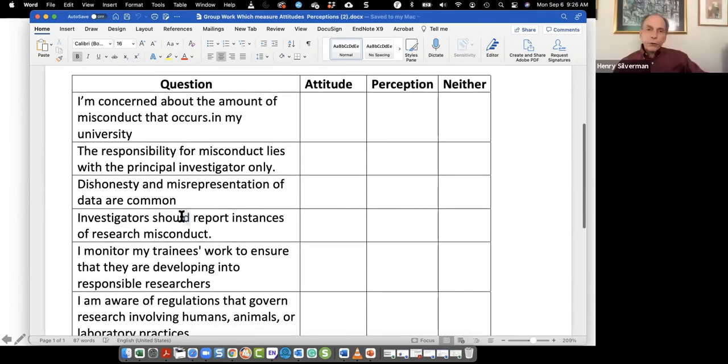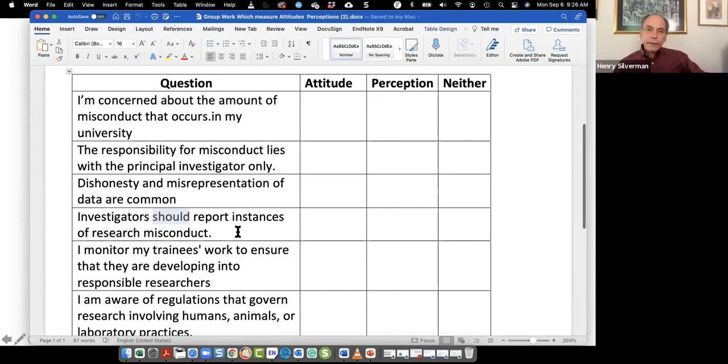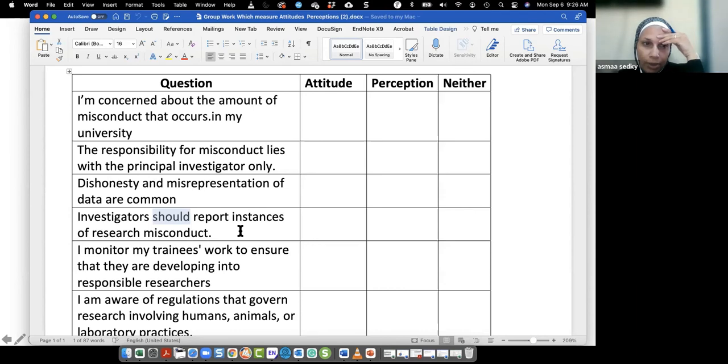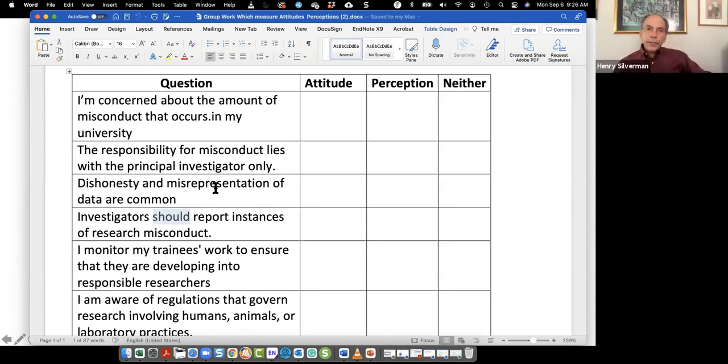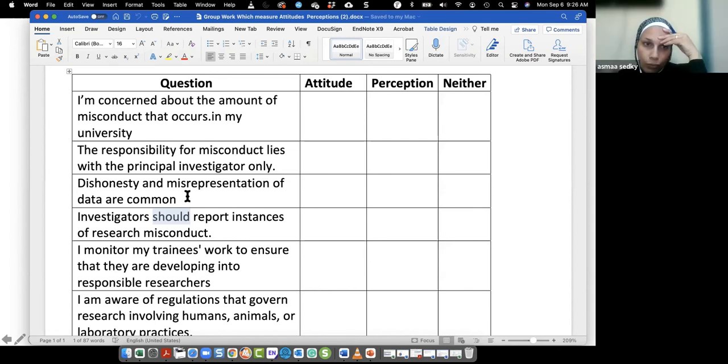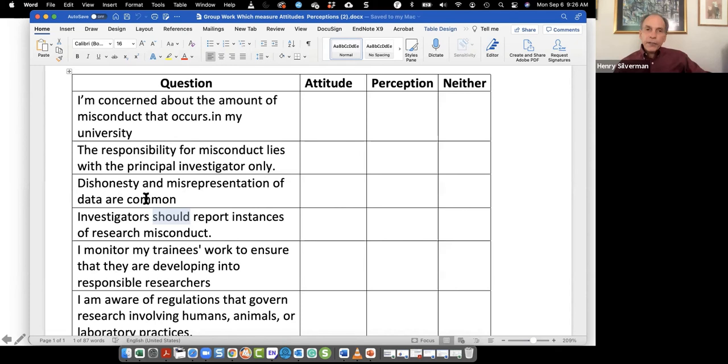We have the word should. That's more like an attitude. No, we are talking about dishonesty, one before. Oh, dishonesty before, and misrepresentation of data. Yeah, that's a perception. It's just stating how I see the world.